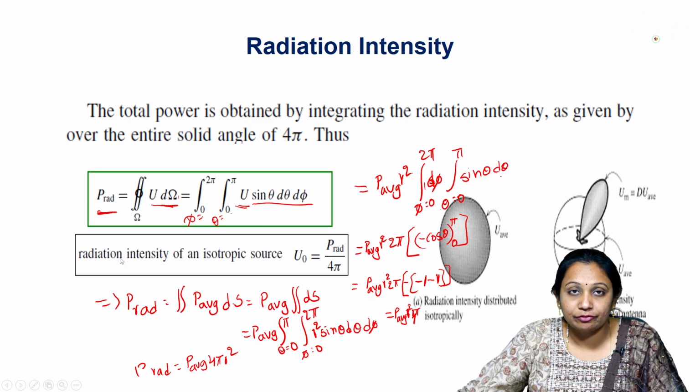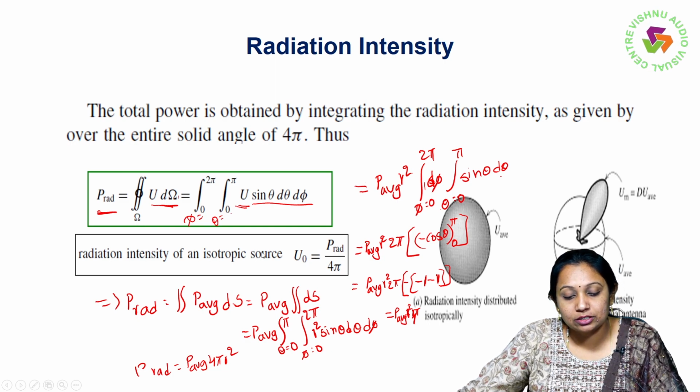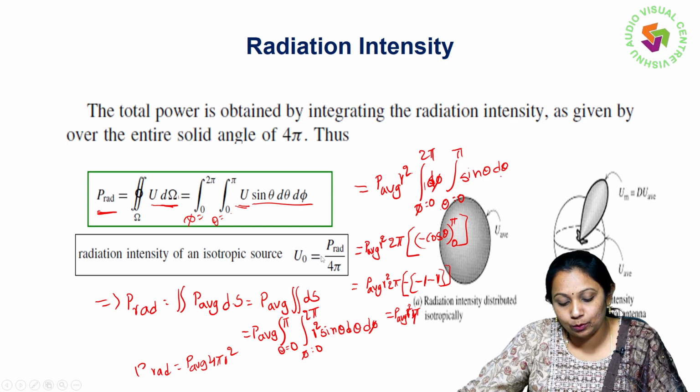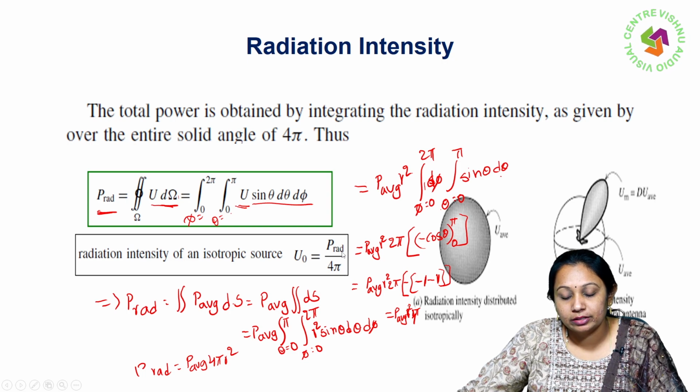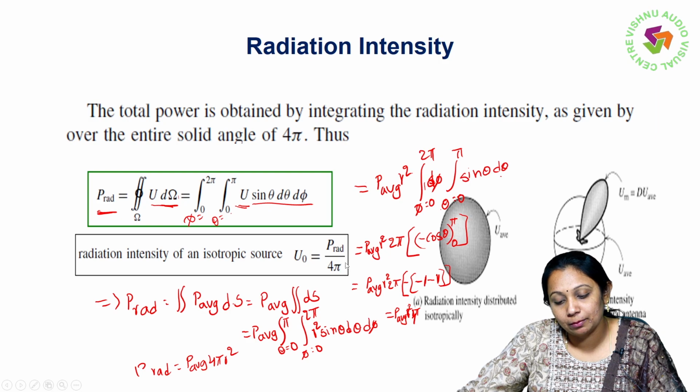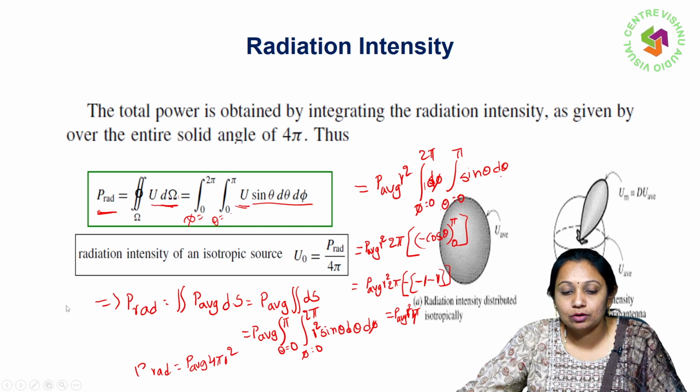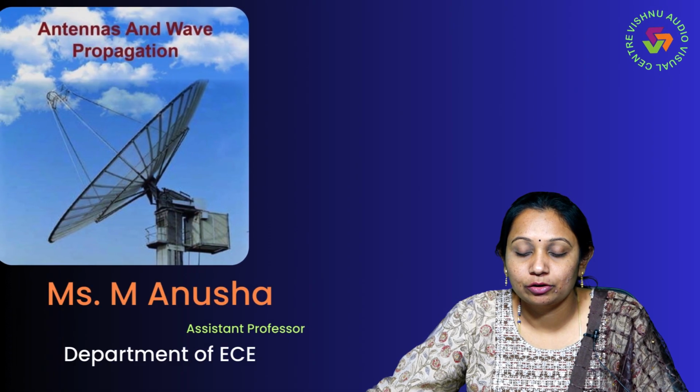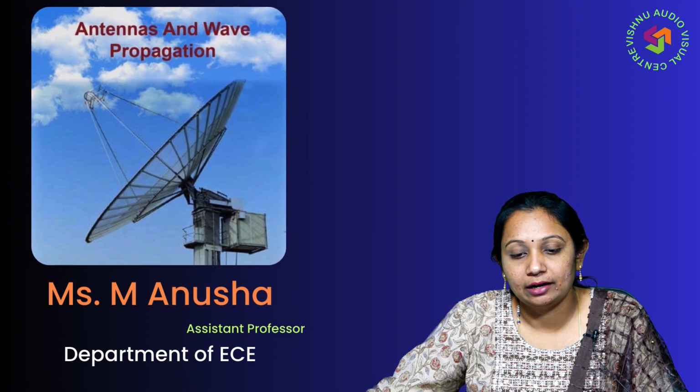Let us say the antenna is an isotropic source. The radiation intensity of an isotropic source can be represented as U0 is equal to the radiated power divided by 4 pi. Generally we write P radiated by r square, but for the isotropic antenna it is U0 equal to P radiated by 4 pi. So this is about the parameter of radiation intensity of the antenna.